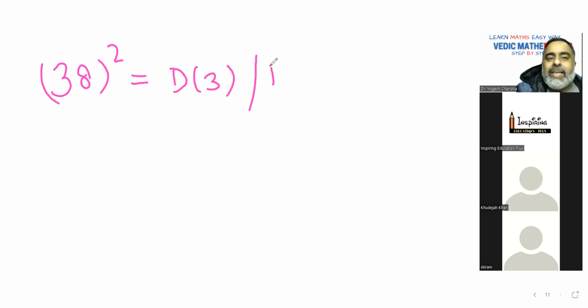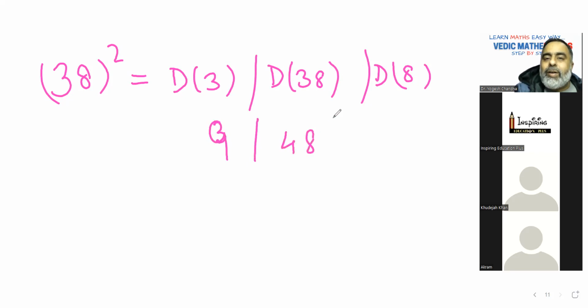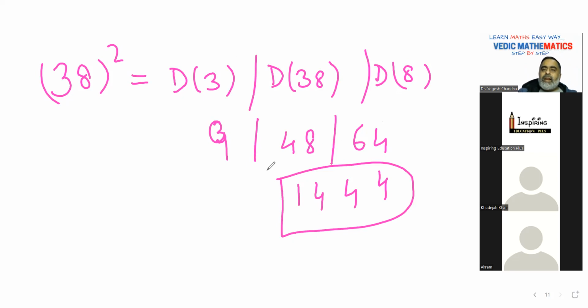So now if it is coming to 38 again by the duplex method, the first line you have to write is D of 3, D of 38, D of 8. So 3 square means 9, 3 into 8 is 24, 48, and 64. Any questions? Any doubts? Yes? Did we get it? Yes, sir. Okay. Now solve one.